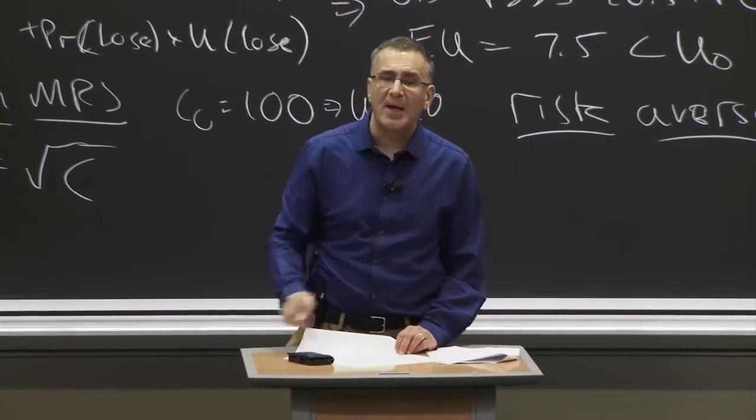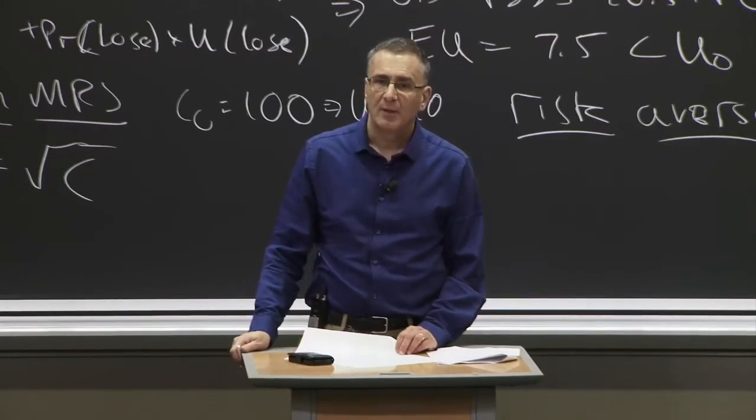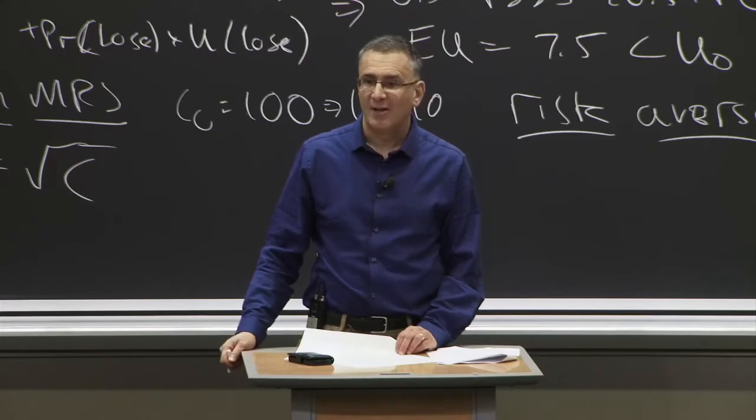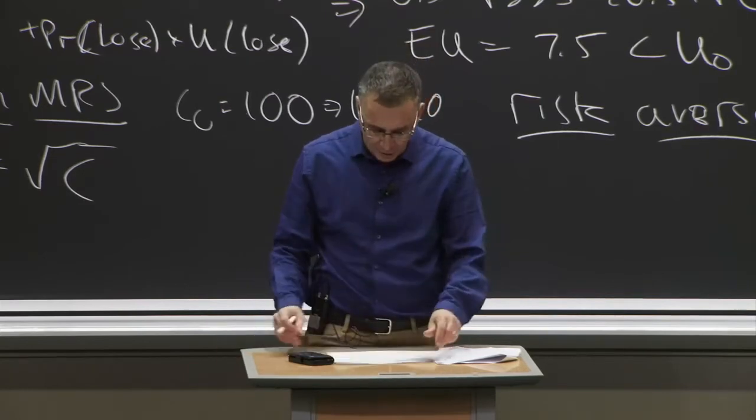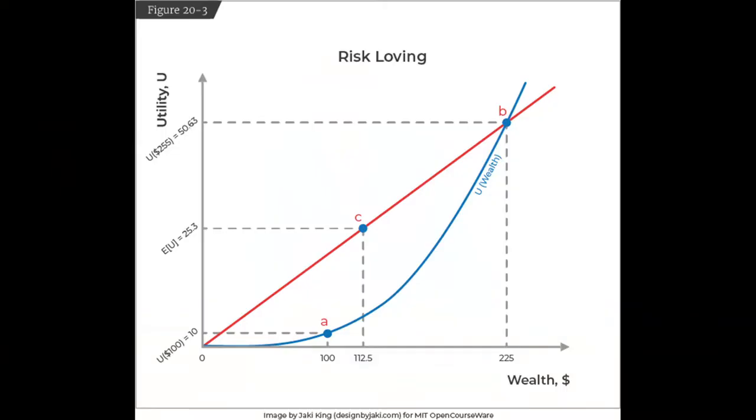What does this say about diminishing marginal utility of income? This actually says you have increasing marginal utility of consumption. A utility function like this says the next slice of pizza makes you even happier than the previous slice of pizza. So look at figure 20-3. This is the risk-loving case, where you actually have increasing marginal utility of consumption. We don't really talk about this case because it sort of doesn't make sense, but just to understand how this works.